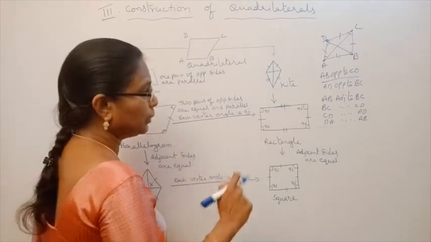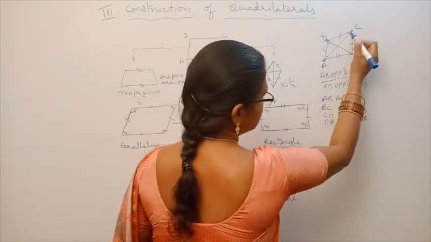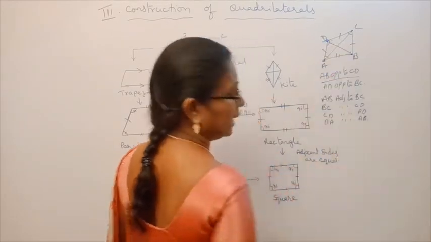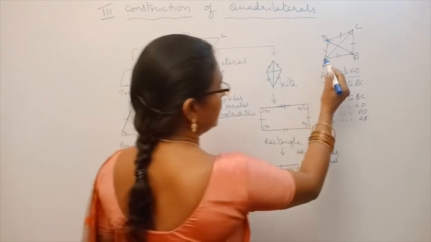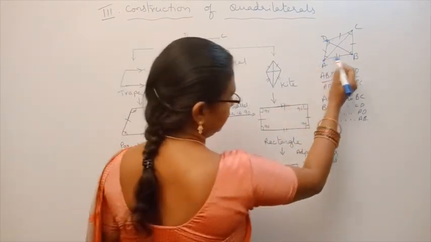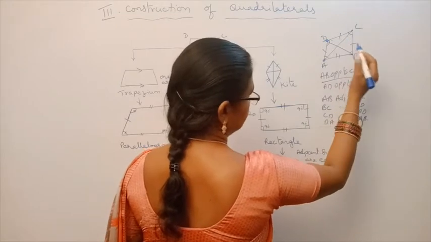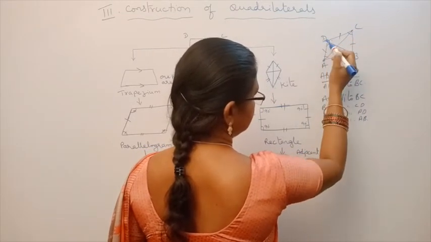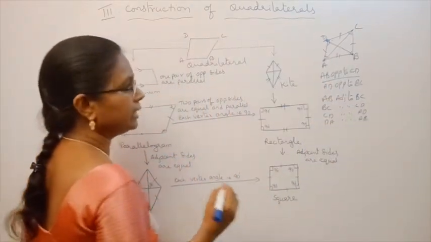Then what are the opposite angles? A and C are opposite angles, B and D are opposite angles. Now A and B are adjacent angles because they are side by side. B and C are adjacent angles, C and D are adjacent, and D and A are adjacent to each other.